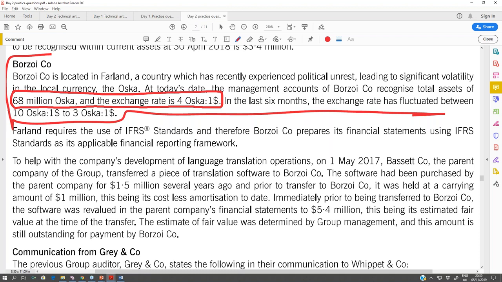We're not using the fluctuated rates coming after, which has been fluctuating in the last 10 months. In the last 6 months, the exchange rates have been fluctuating between 10 ACCA to $1 and 3 ACCA to $1. We're not using those exchange rates. We are using the exchange rate at today's date. So at today's date, 68 million ACCA and 4 ACCA is equal to $1, right?